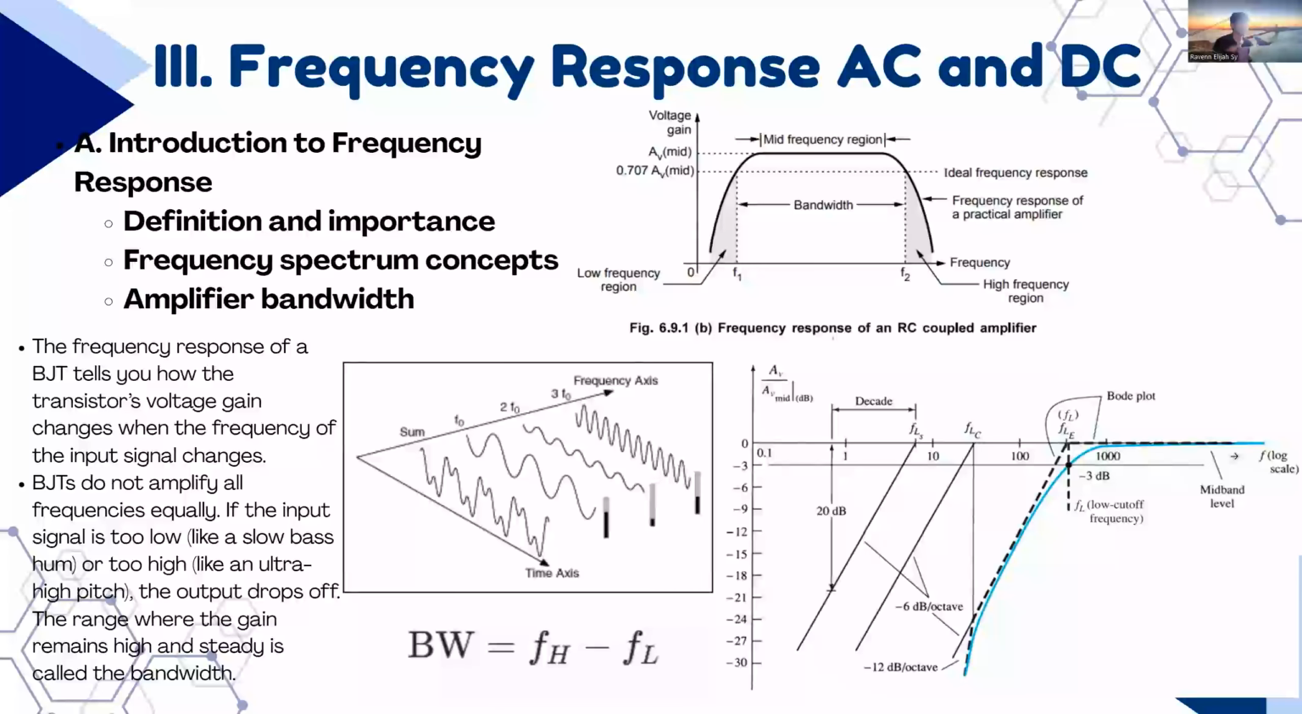Next, we will talk about the frequency responses of AC and DC of BJT and FET. So first, let's introduce frequency response. What is frequency response? The frequency response of an amplifier is a measure of its ability to maintain a stable output level across the range of signal frequencies. In ideal analysis, we assume amplifiers treat all input signals equally regardless of frequency.